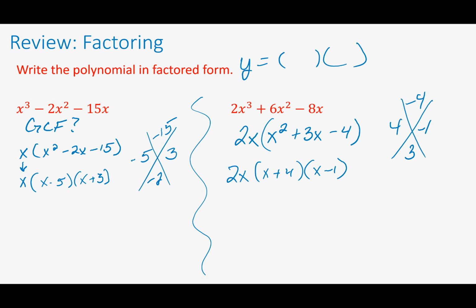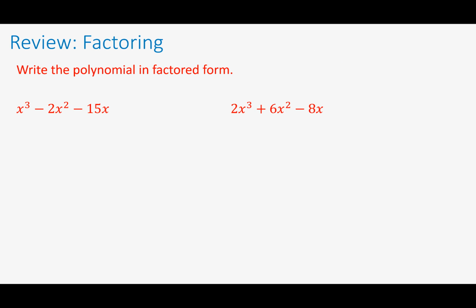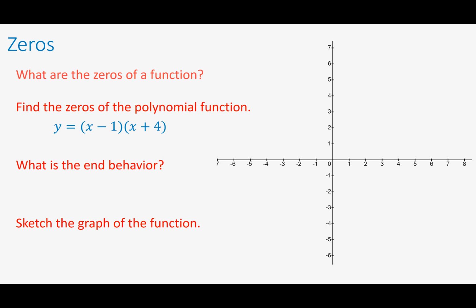Again, this was just a review on factoring because we need to be able to do end behavior stuff. We need to be able to do factoring and identify zeros. All that's going to come together here in a minute. So we have to be comfortable with our factoring. All right, so let's put one of these together. If I had this function, y equals x minus 1 times x plus 4, what are the zeros of this function going to be?